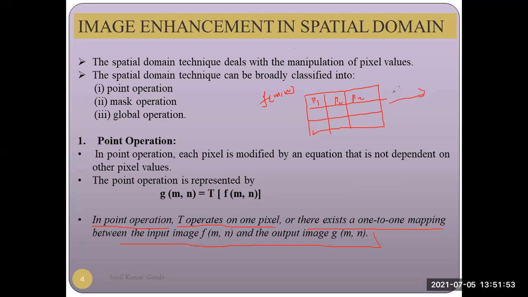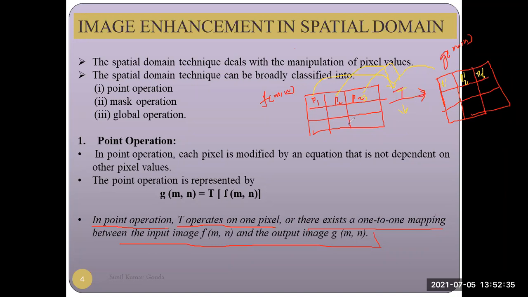Now, whatever transformation is performed, we will get an output image in the form of g of mn. Whatever result we get, these values will depend upon one-to-one mapping. That means p1 transformation will give P1 dash. P2, the same transformation, a transformation of enhancement algorithm, will give the resultant point P2 dash. Now P3, perform transformation, will give P3 dash.